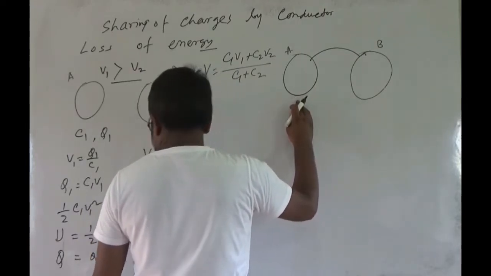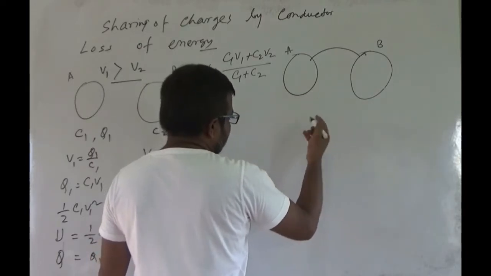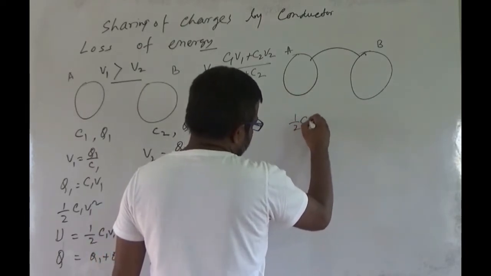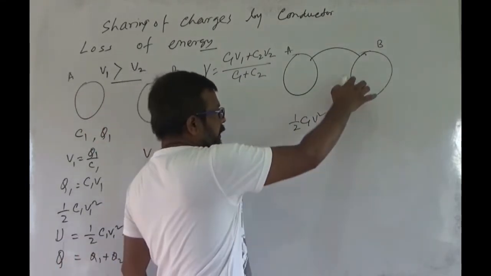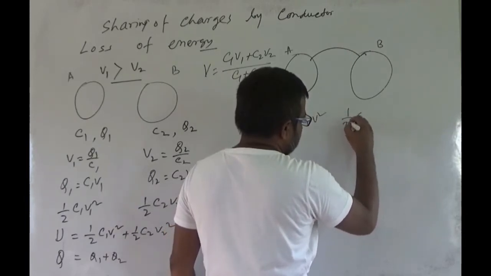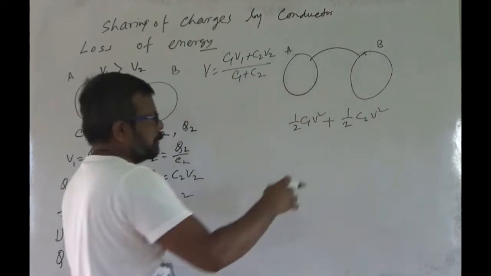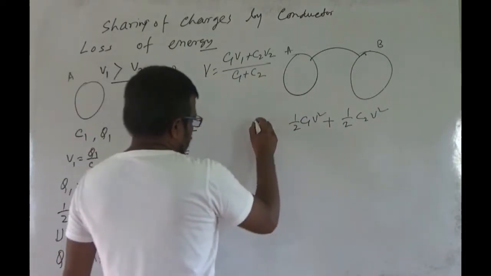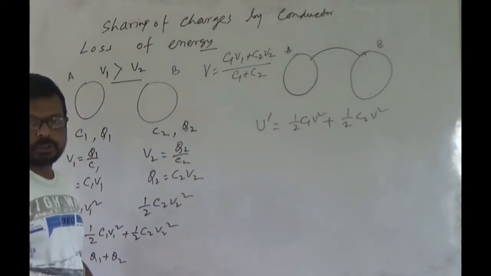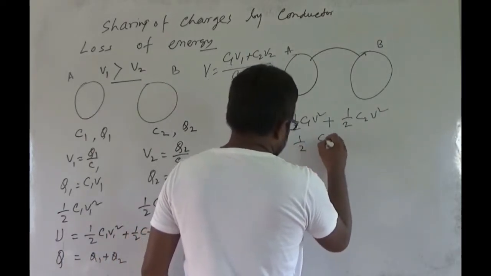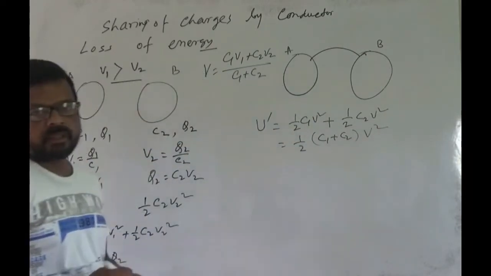The potential energy of conductor A after sharing of charges is half C1 V square, and the potential energy of conductor B after sharing of charge is half C2 V square. Therefore, the total potential energy of the system of two conductors is U dash equals half C1 V square plus half C2 V square. From here you can write half (C1 plus C2) into V square. Is it clear?